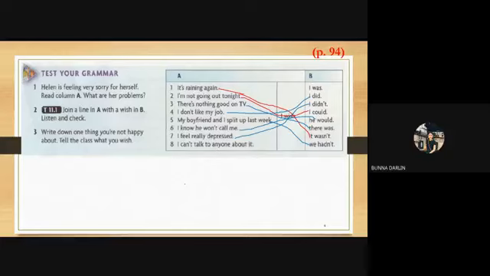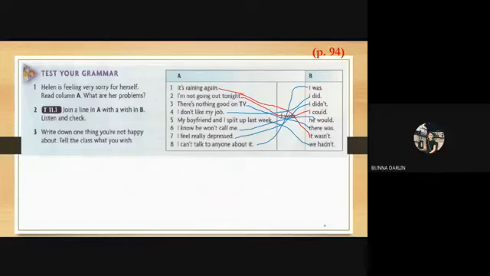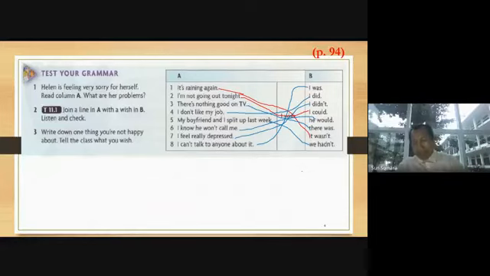Yes, sir. I can't talk to anyone about it. I wish I was. Okay, you don't change it. So we get the last answer here, right? Yes. Okay, so any answer you want to change? Anybody want to change the answer?